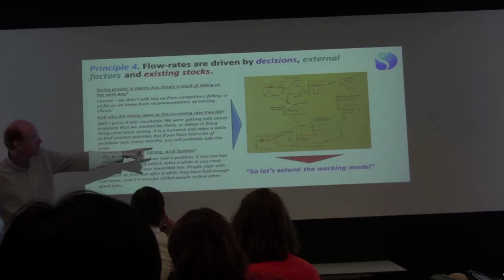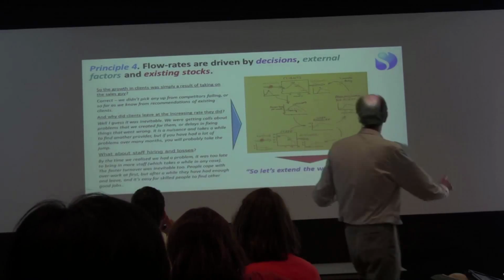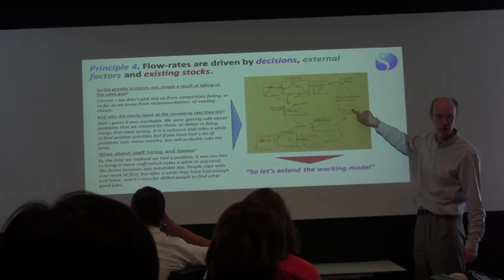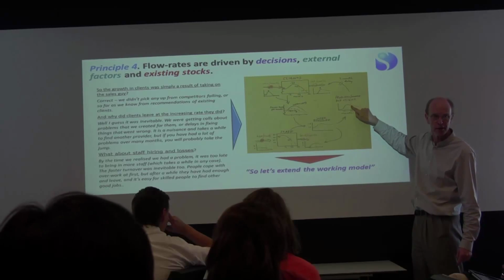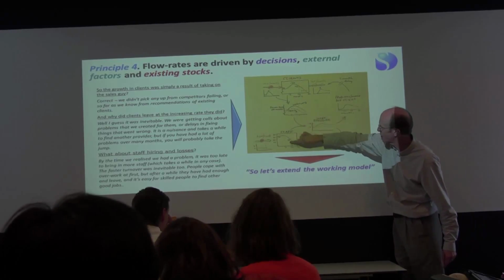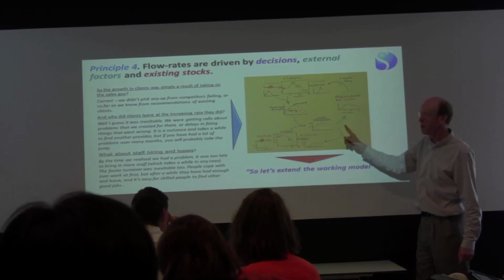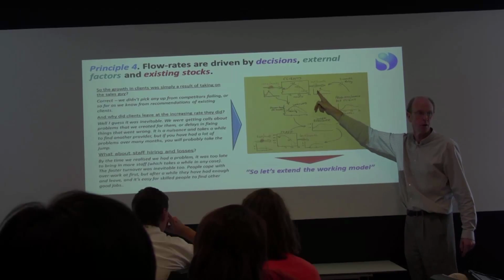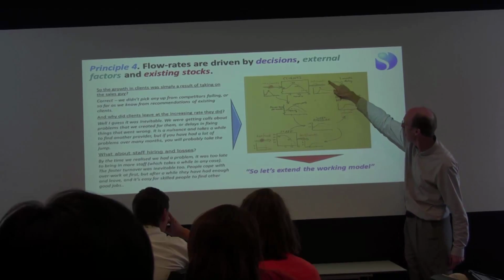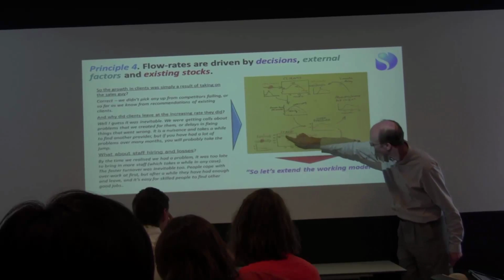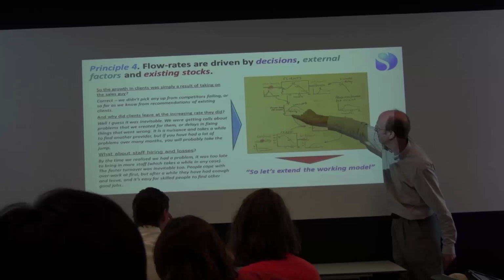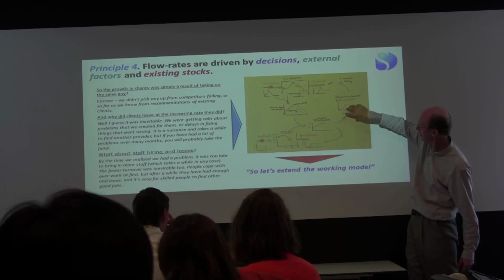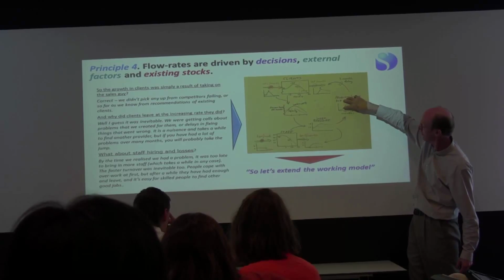This diagram is exactly the same as the one before. All I've done is I've said this was the dependent variable I started with. I wanted to explain that. I've explained it with these 2 stocks. I now say my dependent variable now is that flow rate. What caused that flow rate? Well, that stock and that stock.